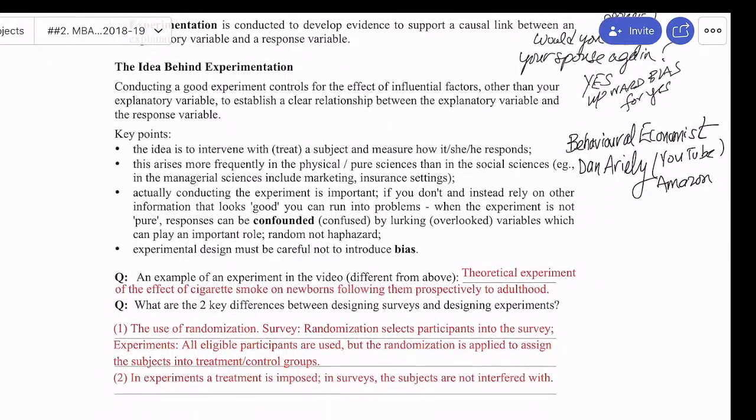So I asked you for examples of experiments in the video to help you recall. Memories are created when you recall. I'm just asking you to recall these things so you remember them more vividly than reading a textbook.